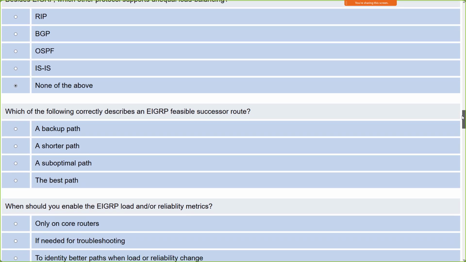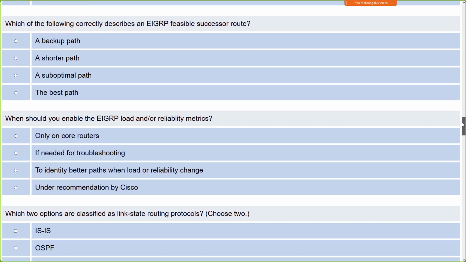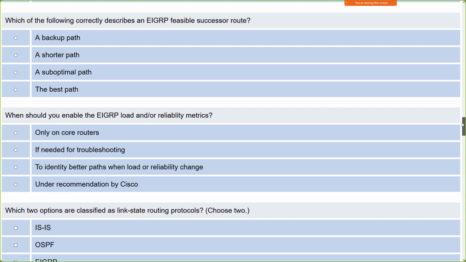Which of the following correctly describes an EIGRP feasible successor route? A backup path, a shorter path, a suboptimal path, or the best path. A backup path would be the choice that I would choose. The shorter path would be the best path. And a suboptimal path, well, it is, I guess, technically suboptimal compared to the best path, but it is the backup path.